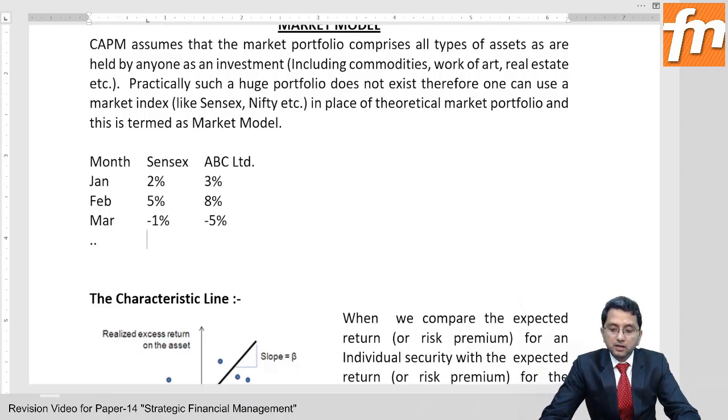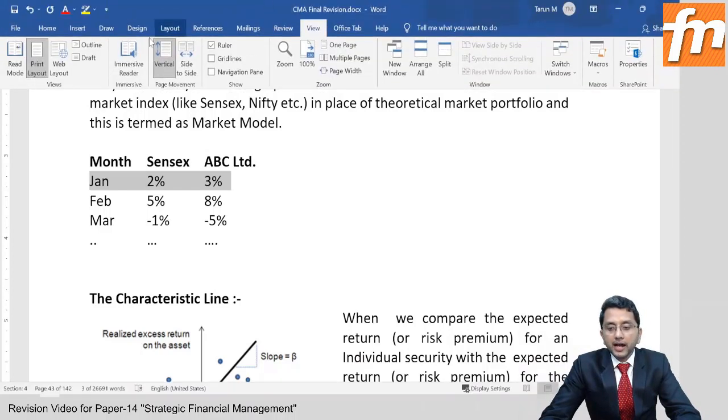You keep on calculating this maybe for 12 months. Usually people take it for 5 years. That is 60 months. Just a long period of time. Okay. Now this one pair of data, 2% and 3%. When you draw a diagram, I'll tell you how.